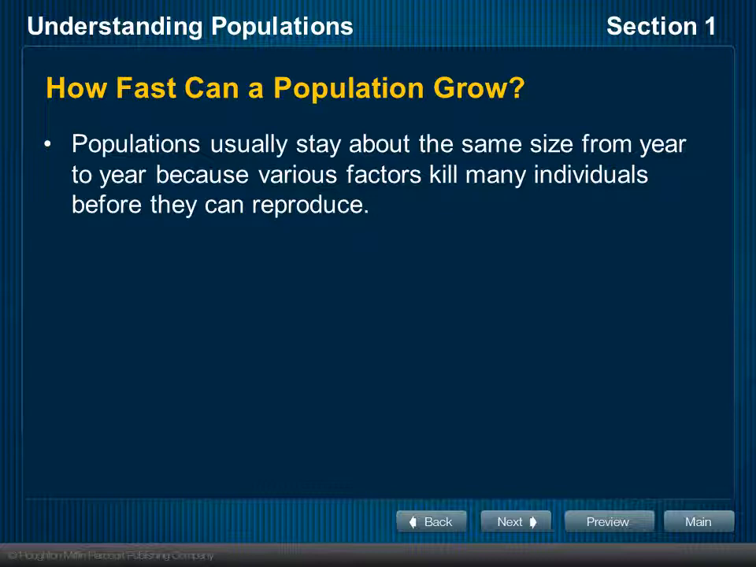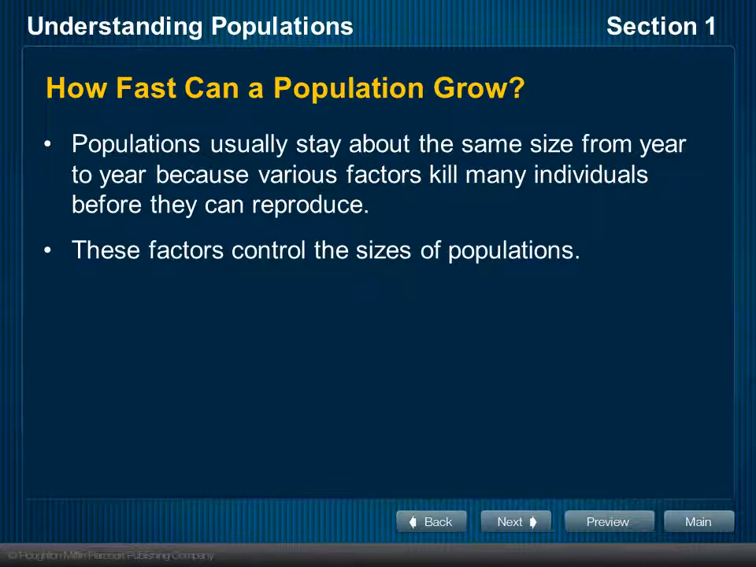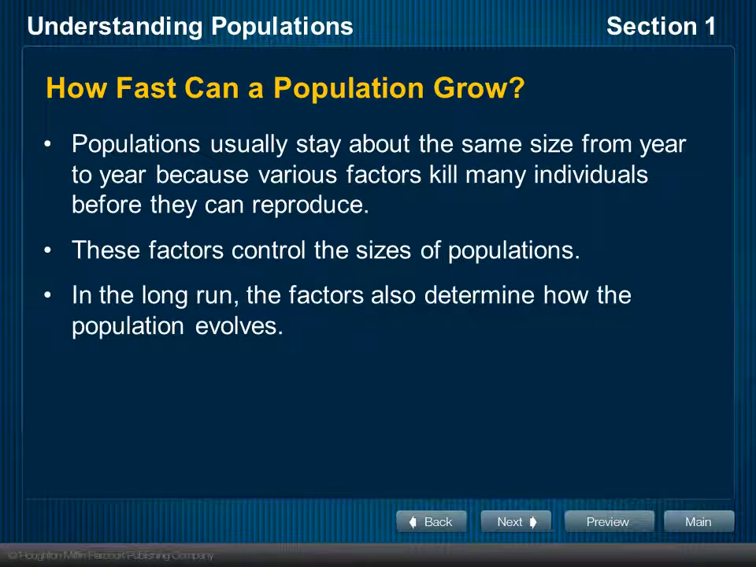We have lots of different things that kill many individuals before they can reproduce, and because you have lots of those things within an ecosystem, your number and your rate end up staying very close from one year to the next. And those things are going to exercise controls on the size of populations. And those things in the longer term are going to have an impact on how the population evolves over time.